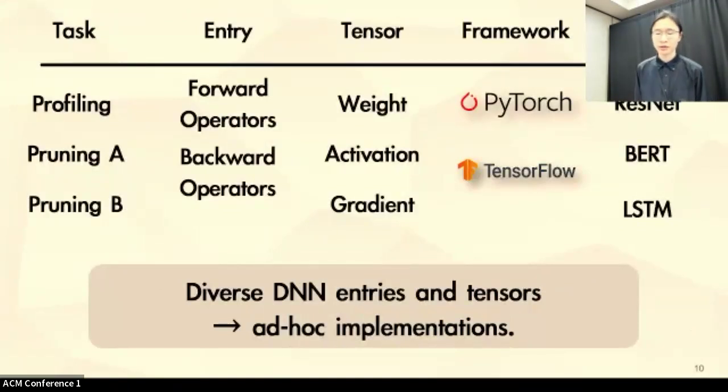So here is an abstract example. For example, we have different tasks: the profiling, the pruning algorithm A, the pruning algorithm B, and given different entry point tensors and frameworks we are dealing with, we may have to write different implementations. For example, for the profiling, we may need something like this. And for pruning algorithm A, we may need something like this. And also for pruning algorithm B, we may need another different implementation.